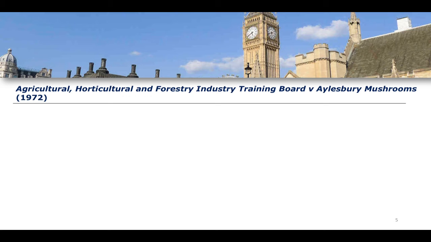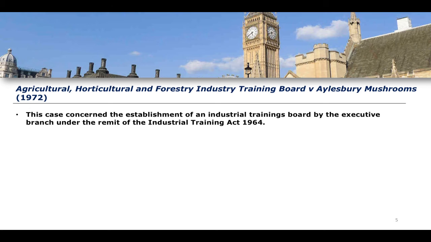just cite the respondents to these cases or the defendants in these cases, because then people will understand what you're referring to, and obviously cite the date as well. This case concerned the establishment of an industrial training board.